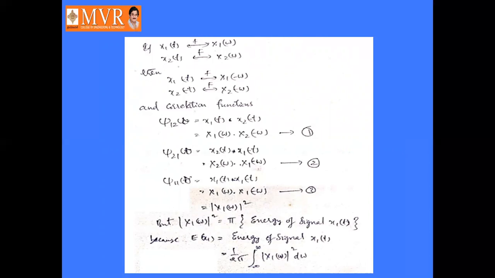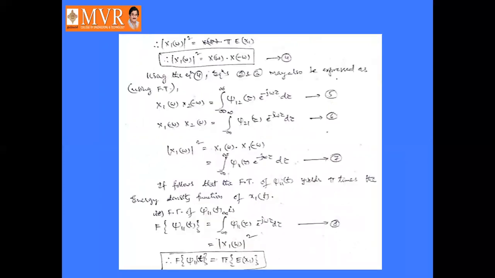So x1 of t equal to x1 of minus t, that is, it is an even function, so it will become mod X1 of omega whole square. But mod X1 of omega whole square is equal to 2 pi times the energy density of signal x1 of t, because E of x1 is the energy of signal x1 of t. It is defined as 1 by 2 pi integral minus infinity to infinity mod X1 of omega square d omega, right? So mod X of omega square is equal to X of omega into X of minus omega. That is equation number 4.